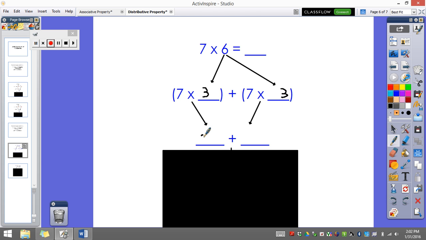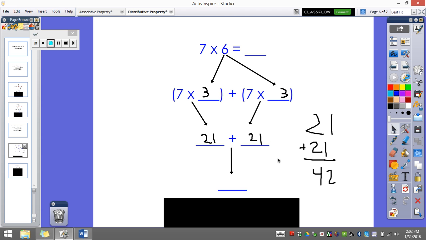7 times 3 is 21. And then 7 times 3 is 21. Now I have to add 21 plus 21. 21, 21, and again we are adding. 1 plus 1 makes 2. 2 plus 2 makes 4. That tells me that 21 plus 21 is 42. That also tells me that 7 times 6 is 42.